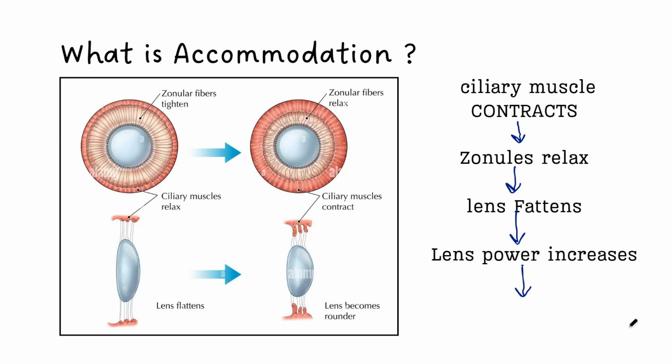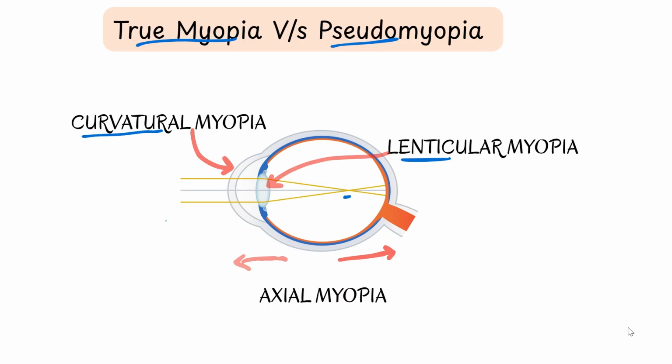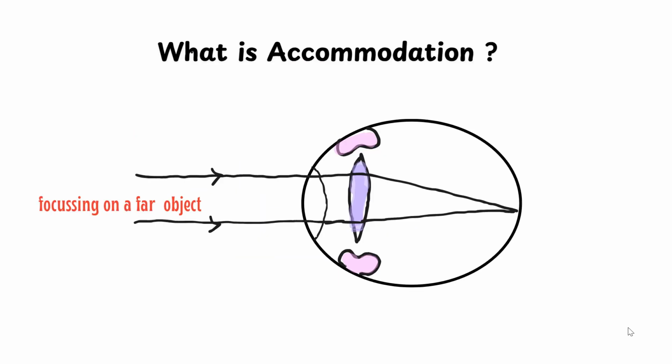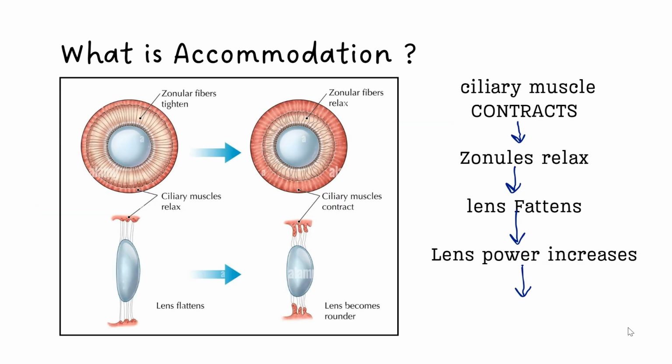And in pseudomyopia, it is the problem arising because of excessive accommodation that the lens becomes thicker or acquires excessive power, and not because of the anatomical problems that we saw in case of true myopia. So that's a very basic difference between myopia and pseudomyopia, and we'll talk about it in detail in this video.